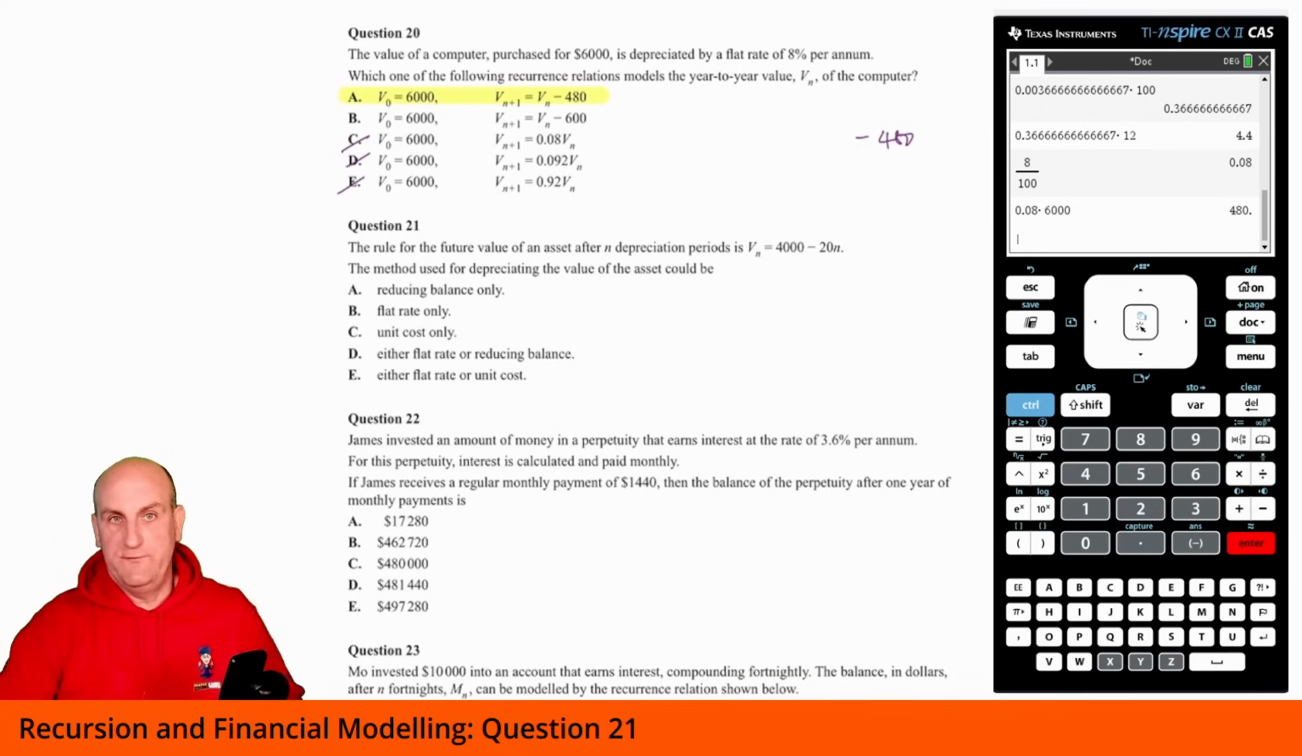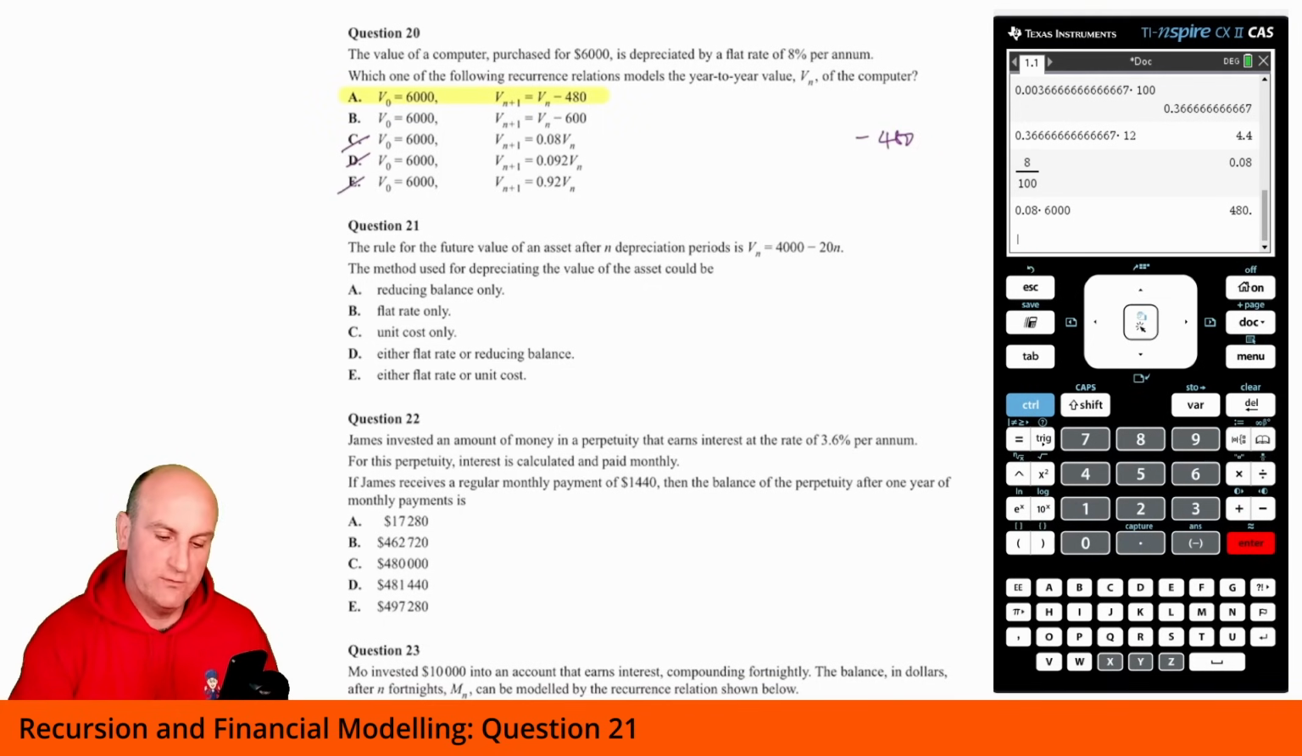The rule for the future value of an asset after n depreciation periods is given by that. The method used for depreciating the value of the asset could be. Well, basically what we're doing is we're taking some sort of fixed amount, this 4,000, and we're taking away n lots of 20. So again, this is very, very linear.